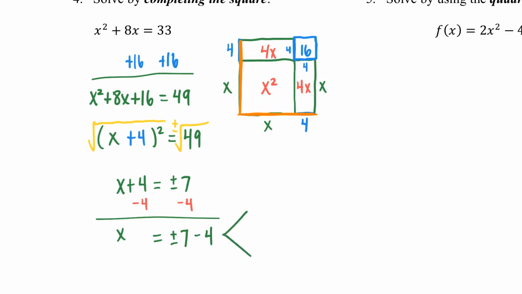So there are two cases. You either have positive 7 minus 4, or you have negative 7 minus 4. In the first case, you get 3. In the next case, you get negative 11. And so that would be our two solutions here. Our two solutions are x is equal to negative 11 or positive 3.